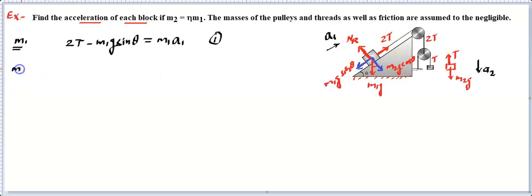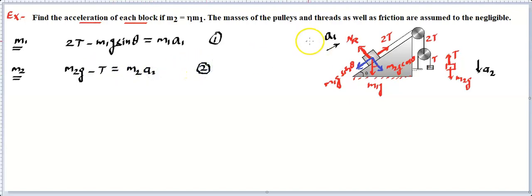Then we will try to write Newton's law for the second particle. Second particle is going downside, so we need to write the net force in the downward direction. So it's going to be m2g minus T. This must be equal to m2 into a2. And you will find this is our second equation.